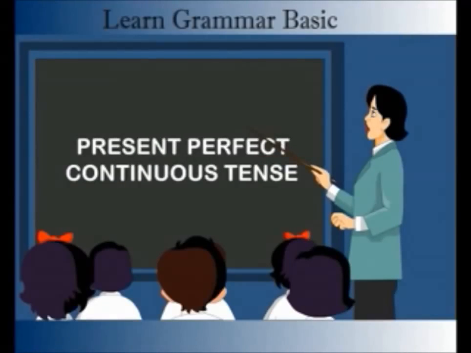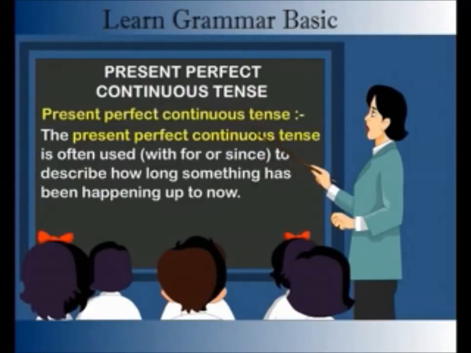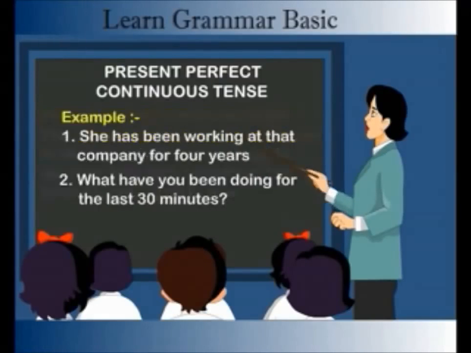Present perfect continuous tense. The present perfect continuous tense is often used with for or since to describe how long something has been happening up to now. Example 1. She has been working at that company for 4 years. 2. What have you been doing for the last 30 minutes?